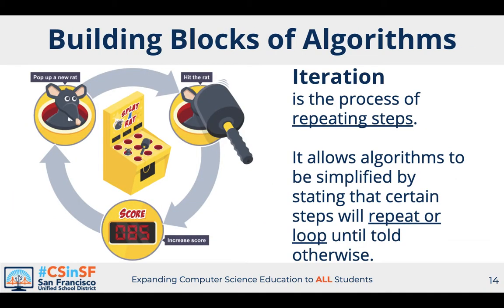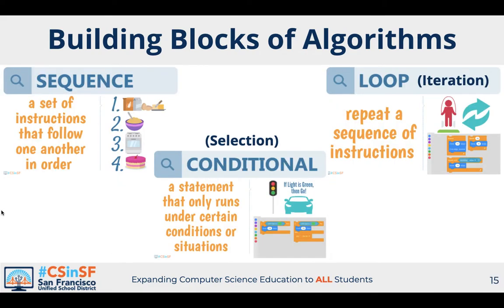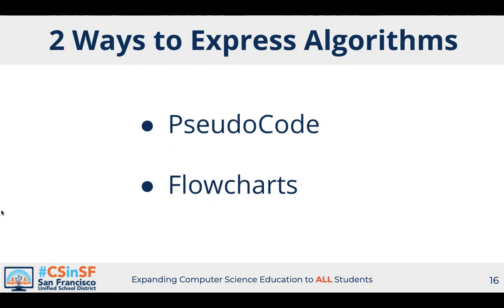The third building block of algorithms is iteration. Iteration is a process of repeating steps. In an algorithm or in a program, you'll find iteration anytime you have a piece of code that you want to repeat or loop. So again, the three building blocks of algorithms: sequence, selection, and iteration.